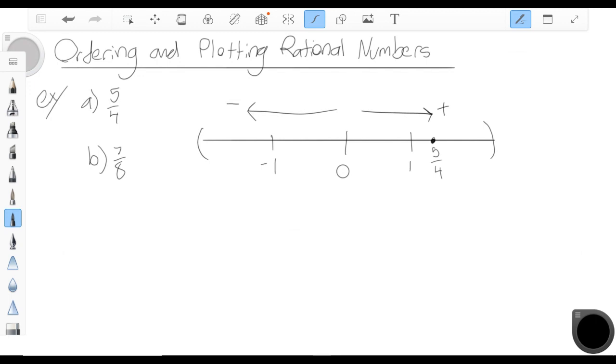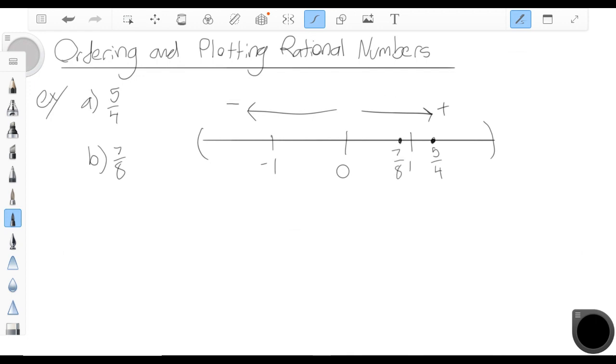And likewise, if we look at the second fraction we have, 7/8, notice that the numerator is smaller than the denominator. So this number is going to be less than 1. And we also do not have a negative sign in this fraction, so it's going to be to the right of 0 as well. However, this number is less than 1. And it's going to end up somewhere right here.